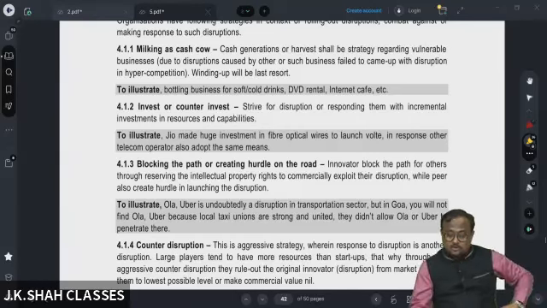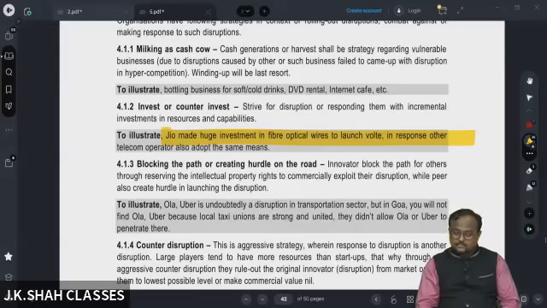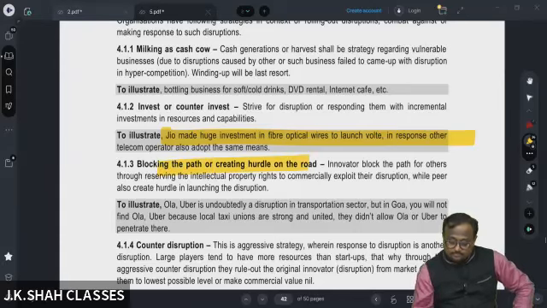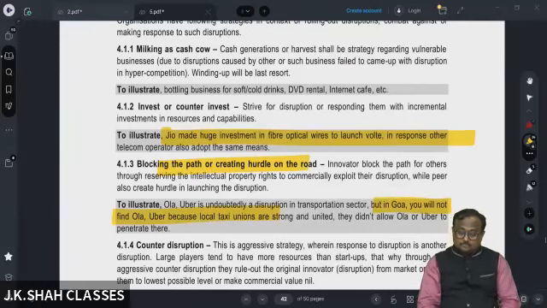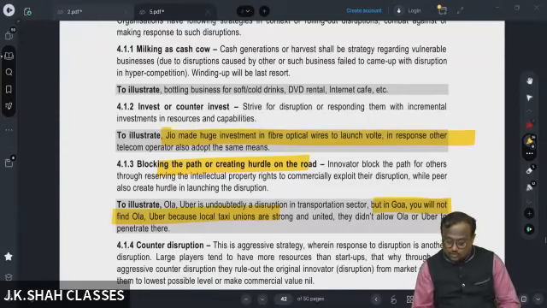Then invest और काउंटर इन्वेस्ट। ये जियो का एग्जांपल, ह्यूज इन्वेस्टमेंट किया था फाइबर में, फाइबर ऑप्टिकल वायर्स में, फायदा हुआ। ब्लॉकिंग द पाथ और क्रिएटिंग हर्डल ऑन द रोड। आपको पता है गोवा में ओला उबर नहीं चलता, because their taxi union is so strong, politically so strong, they're not allowing Ola Uber to get launched in Goa.